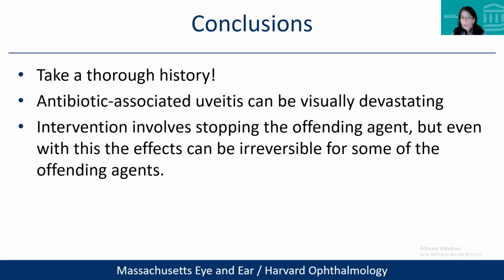So in conclusion, it is really important to take a thorough history in patients with uveitis, particularly a medication history. Some forms of antibiotic-associated uveitis can be visually devastating or very visually debilitating. And so it's important to identify them quickly and prevent further exposure to the antibiotic. Intervention often involves stopping the offending agent or preventing future exposure. But even with this, the effects can be irreversible for some of these agents. And so it is very important to identify and distinguish them from other forms of uveitis.